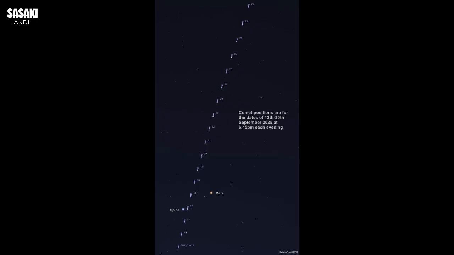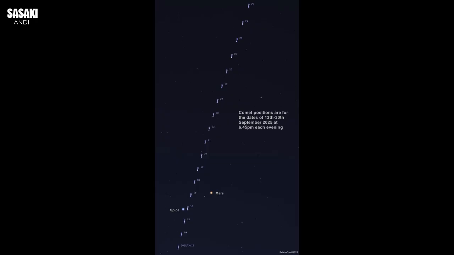Wow. And that close pass explains its rapid brightening, going from magnitude 11 way back in August up to magnitude 8 by September. Definitely. That solar heating really gets the ices vaporizing: water, carbon dioxide, methane probably. Classic comet behavior, but quite vigorous in this case.